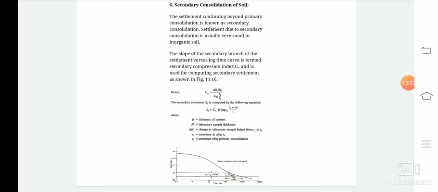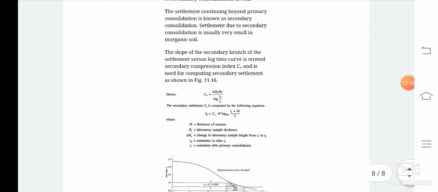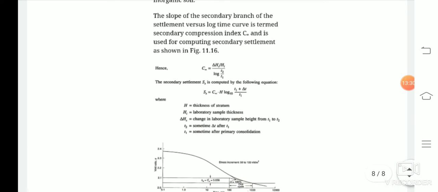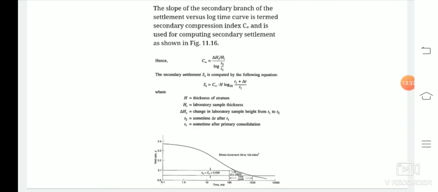Hence, Terzaghi's theory of one-dimensional consolidation, as we have studied previously, cannot be applied to find the rate of secondary consolidation. Hence, this settlement is not given such importance, and its value is very small as compared with the primary consolidation settlement. So how can this be obtained? Normally there is a graph between time and void ratio, and there we can find the secondary compression index.